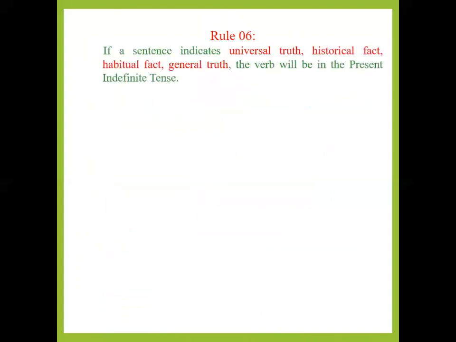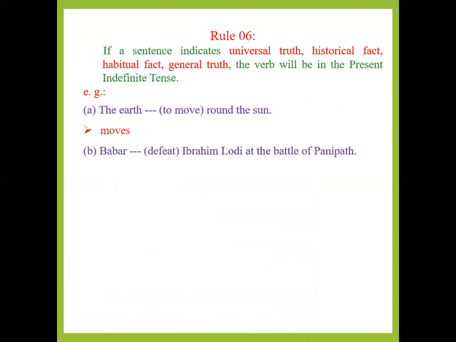Rule 6. If a sentence indicates universal truth, historical fact, habitual fact, or general truth, the verb will be in the present indefinite tense. For example, the earth ___ around the sun. This is an example of universal truth. That's why the verb will be in the present indefinite tense, "moves". Babur ___ Ibrahim Lodi at the Battle of Panipat. It's a historical fact. That's why the verb is "defeats". That is, it is in the present indefinite tense.